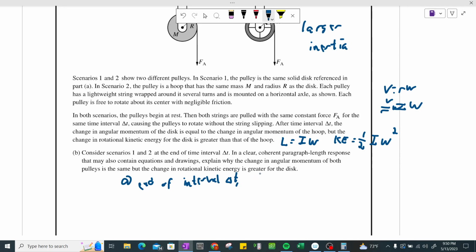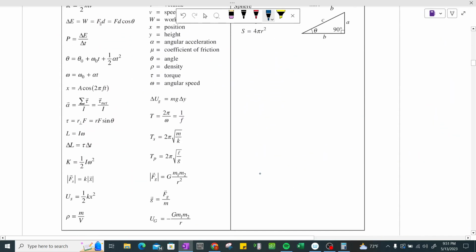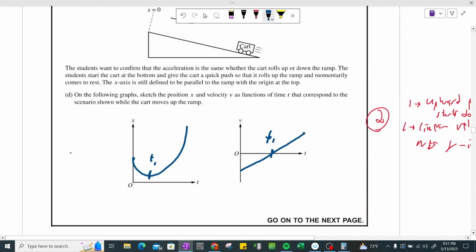And both of them having... I want to check our formula sheet just to make sure I'm not forgetting an equation. Let's go see. Okay. Oh yeah, I was figuring we might have an equation. We're going to actually use this guy as well. Delta L equals torque delta T. That's going to be super handy here.